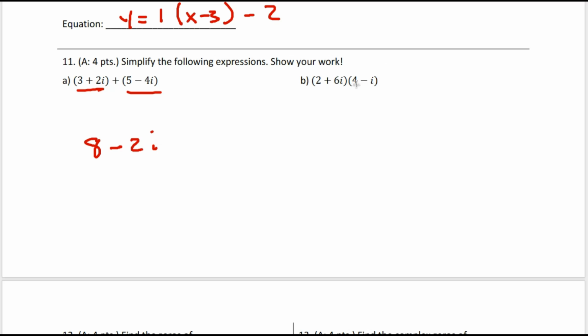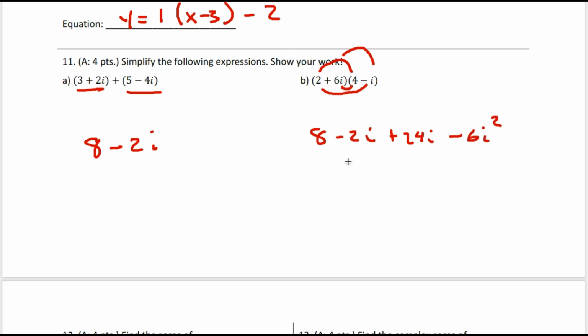On this one, we're going to use FOIL. If I multiply the first, 2 times 4 is 8. And then the outer, 2 times minus i, is minus 2i. When I multiply the inner, 4 times 6i is 24i. And when I multiply the last, it would be 6i times minus i, which is minus 6i squared.